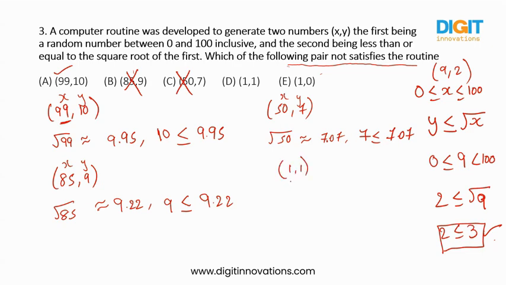Next, 1 comma 1. It is between 0 and 100. Accepted. Second condition is root 1, which is 1, and y less than or equal to root of x. It can be equal or less than. So it is also satisfying, but that is not what we required. Next one, 1 comma 0. It is between 0 and 100. Accepted. Root 1 is 1. So y value less than or equal to root x. 0 is less than or equal to 1. Yes, it is also satisfying. That is not what we require. So the option is A.